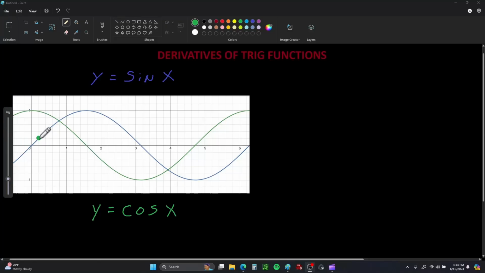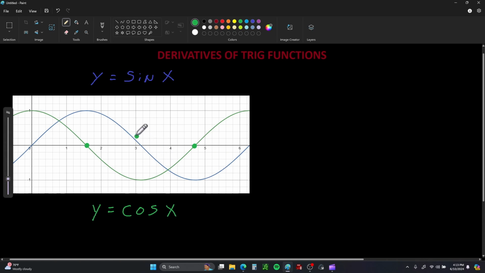Here I have in blue y equals sine x graphed, and here in green I have y equals cosine x graphed. Looking at the sine x curve, at this point here, the slope is 0. I'm going to plot the point. This is a 0 slope, so I'm going to put 0 for my y.